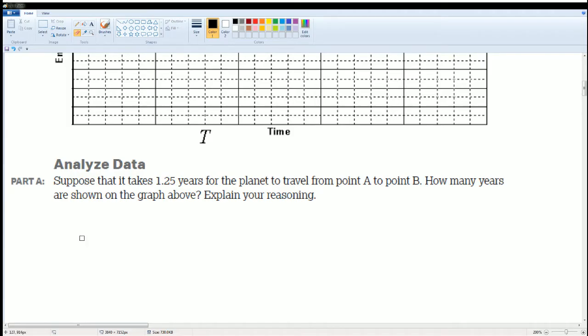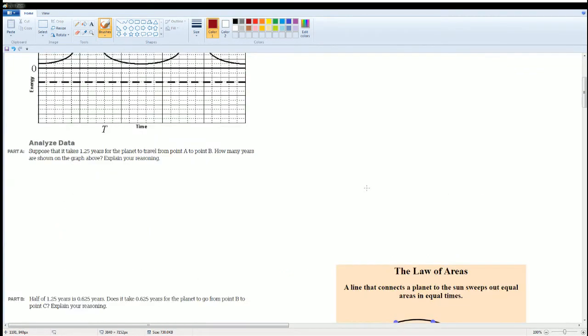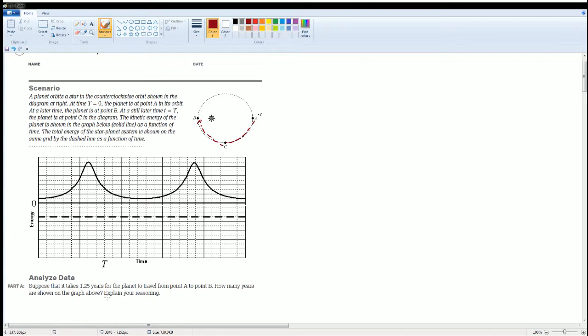Suppose that it takes 1.25 years for the planet to travel around from point A to point B. So that is from A to point B. Let's just graph that really quick. From A all the way to B, that's what, 2 cycles? It says here it takes 1.25. How many years are shown on the graph? Pause the video if you would like to try it. I'm going to show it to you.